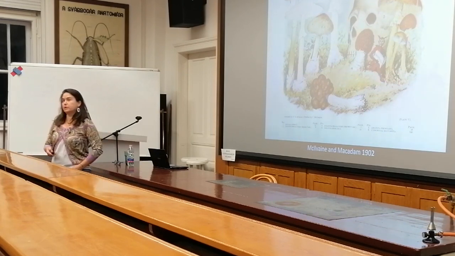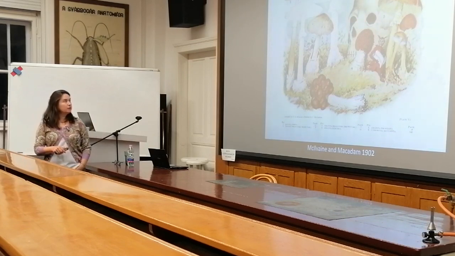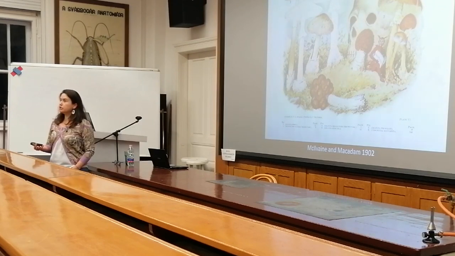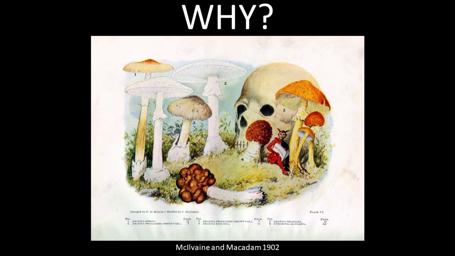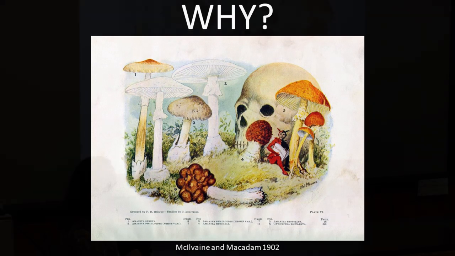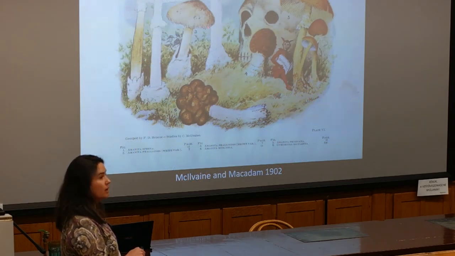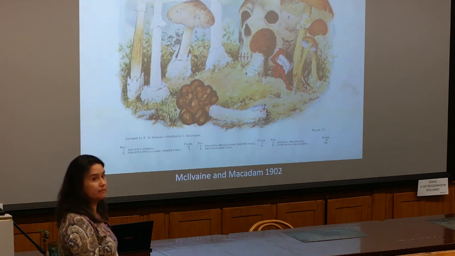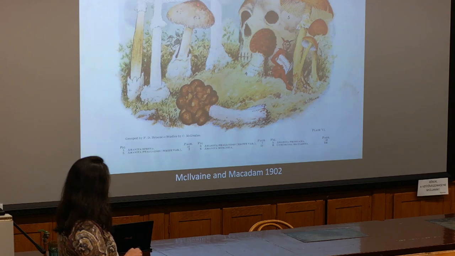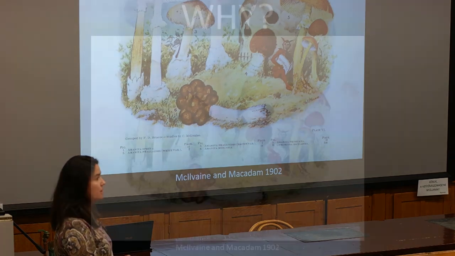Now I'm taking you to North America, to the United States. And this is the earliest serious work of mycology related to the United States. It's McIlvaine and Macadam, 1902, One Thousand American Fungi. And what I want you to see is, see this number 3? This will make a lot of sense to you because you know this species. According to this book, this is Amanita phalloides. So I think all of you in this room can see that's clearly not Amanita phalloides. I mean, it's brown, the ring is wrong, everything about it is wrong.